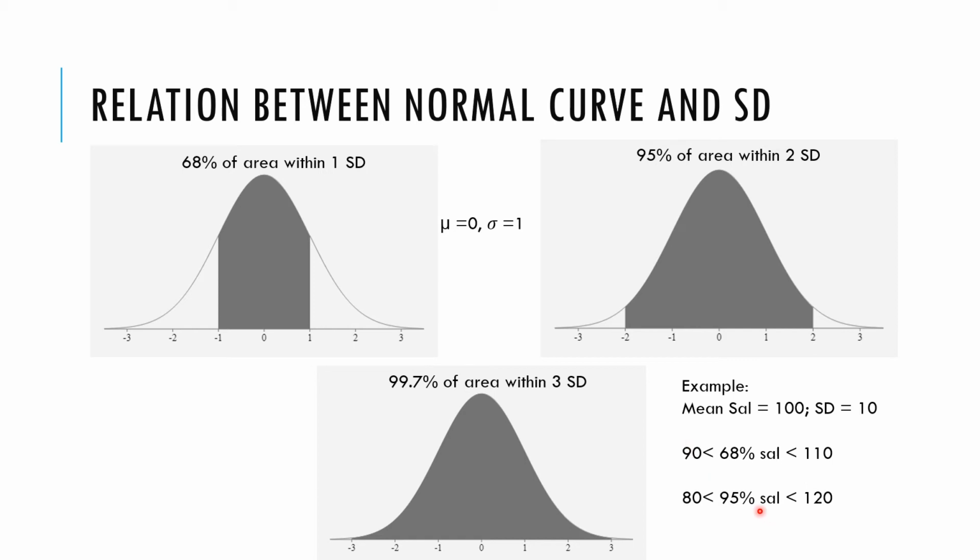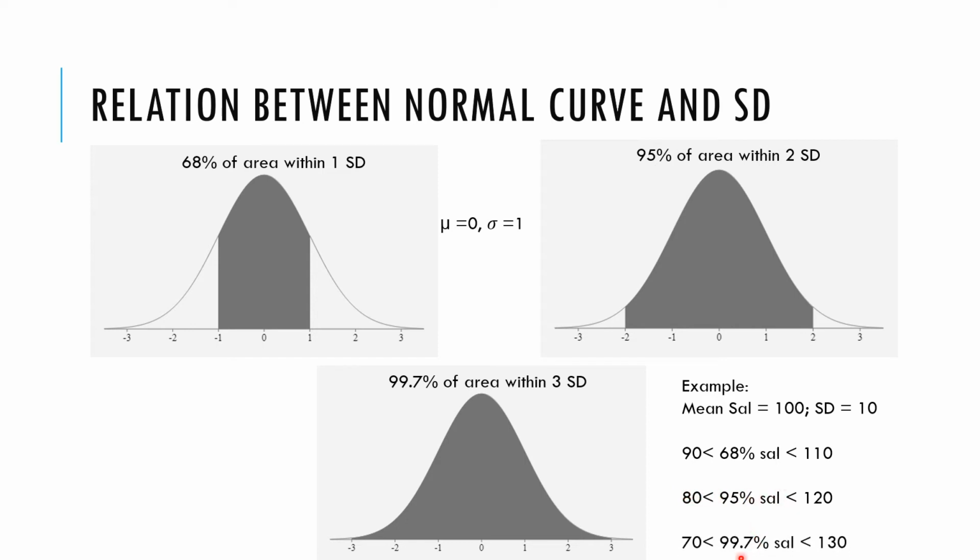Now 95% of the values of salary will be found within two standard deviations. So 2 into 10 is 20. 100 minus 20 is 80, and 100 plus 20 is 120. So this is what it means, that 95% of the salaries will be present within 2 SD from the mean.